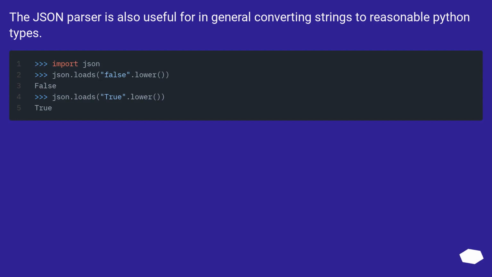The JSON parser is also useful for in general converting strings to reasonable Python types.